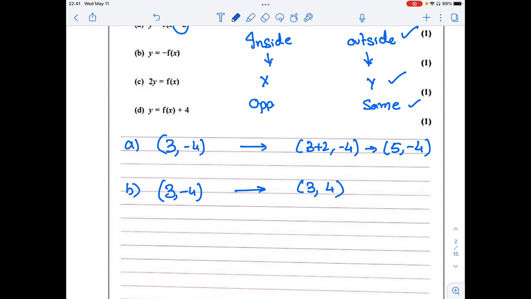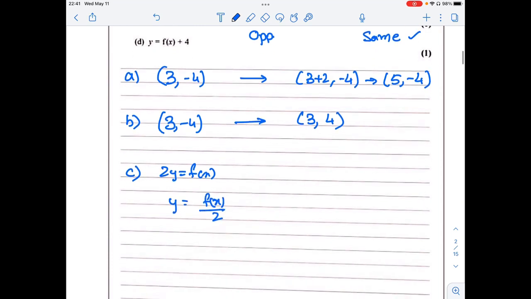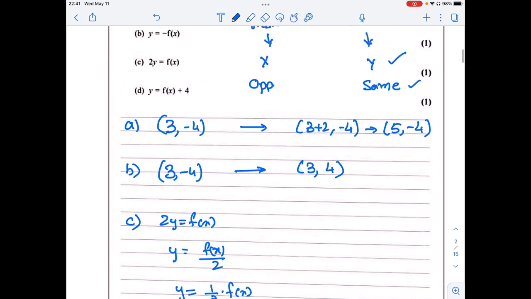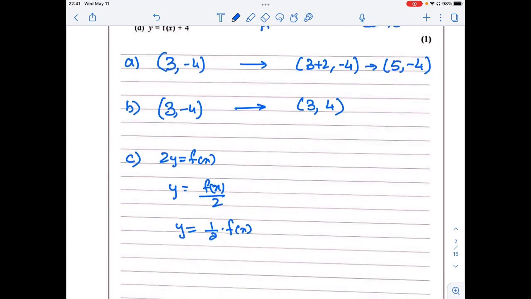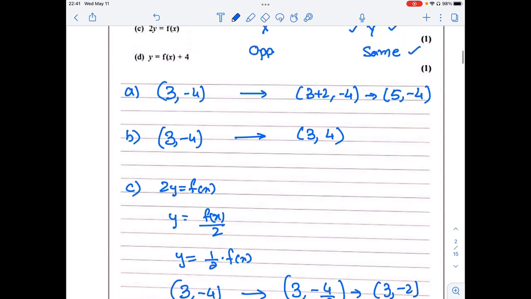Then next is part C: 2y = f(x). So what am I going to do with that? y = f(x) divided by 2, in the sense y = 1/2 times f(x). Again, it is outside, so we change the y coordinate with the same operation. So (3, -4) becomes (3, -4 divided by 2), which becomes (3, -2). And finally again plus 4.